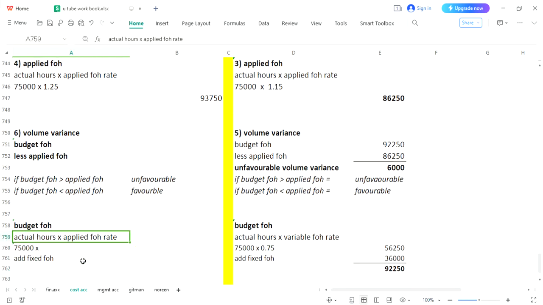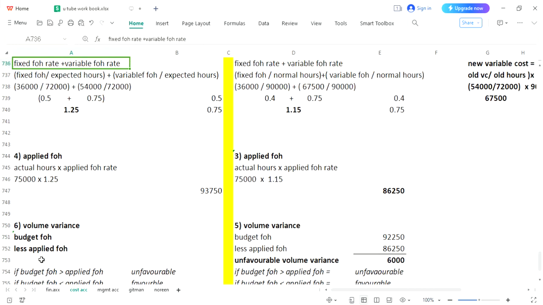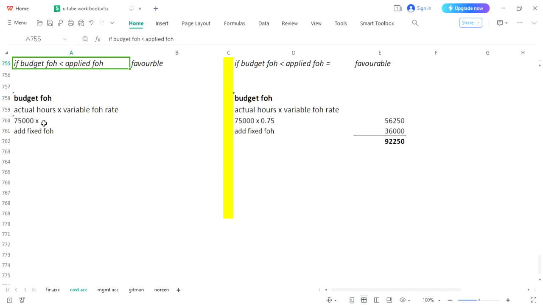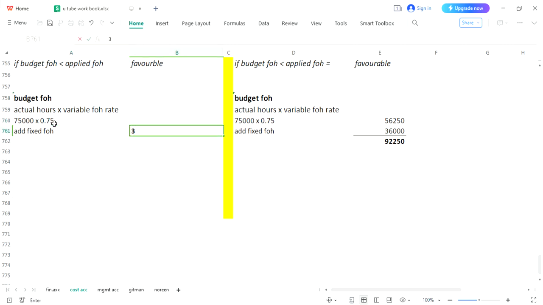Actual hours are a variable FH rate was needed to be put. 75,000 multiplied by variable FH rate. You will have to go a little up, and you can see over here there were two parts, fixed FH rate and variable FH rate. Variable FH rate was calculated as 0.75, so you will be putting 0.75 over here. Fixed FH is the same for every hour, 36,000 would be written over here.